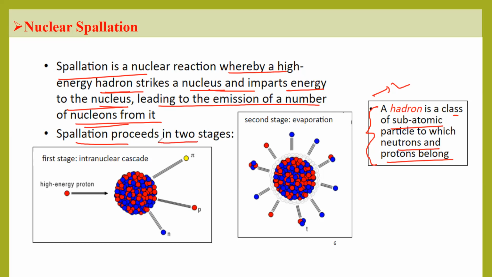This spallation process has two stages. The first stage is the intranuclear cascade, and the second stage is evaporation. In the first, the intranuclear cascade, a high energetic proton attacks a nucleus and subatomic particles are released. While in the second stage, that is evaporation, the nucleus itself boils and releases subatomic particles. Now we will discuss these two stages of nuclear spallation in detail one by one.